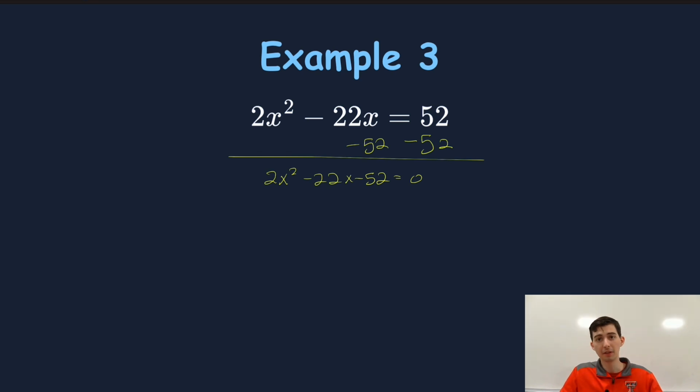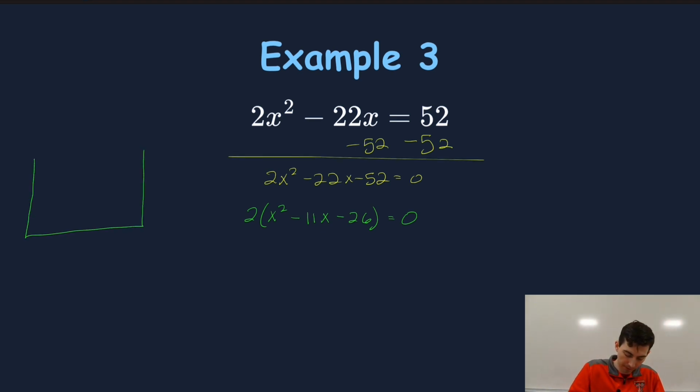Now my second step is to factor, and let's remember that the first step of factoring is always to factor out a GCF. So here all of these terms can be divided by 2. When I do that, 2x squared divided by 2 will just leave me with x squared. Then I get negative 11x and negative 26, like this. And so I've been using the x method, so I'll use the box method for this one.